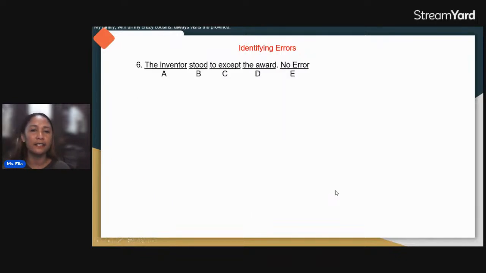Okay, now let's continue. Number six. The inventor stood to accept the award. Please identify the error if there's an error here. Number six, the inventor stood to accept the award.